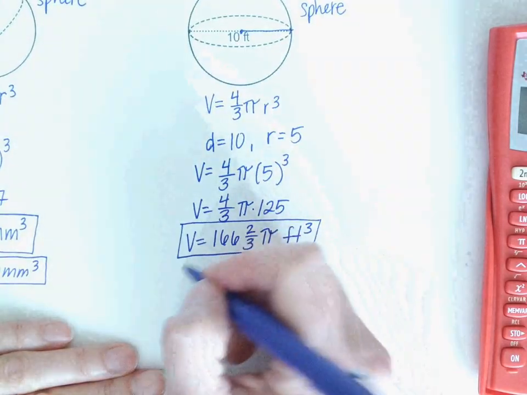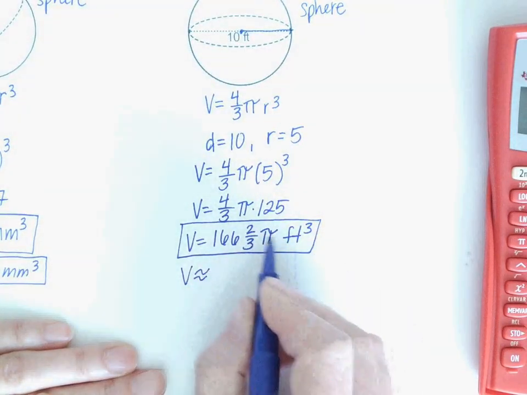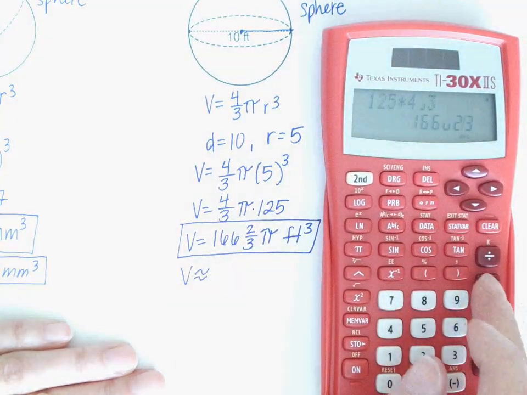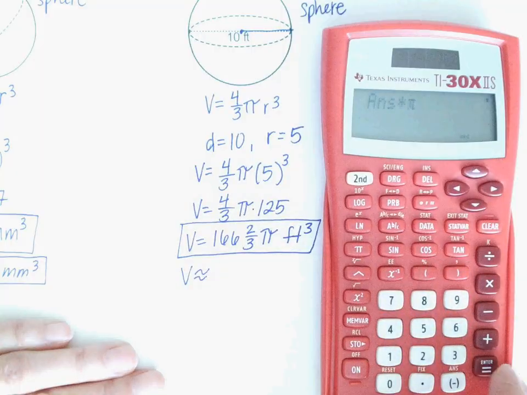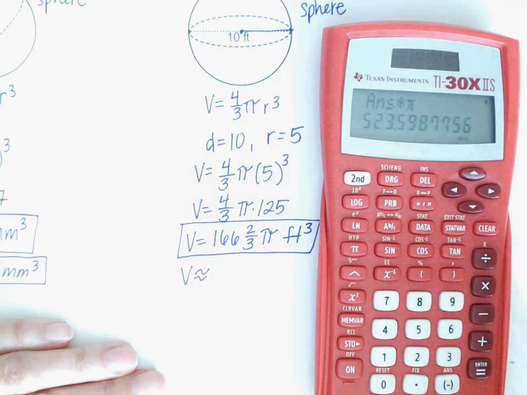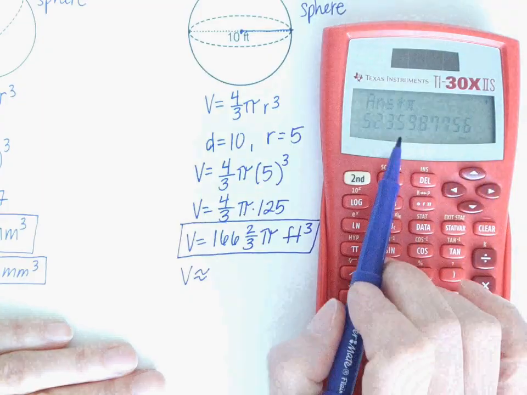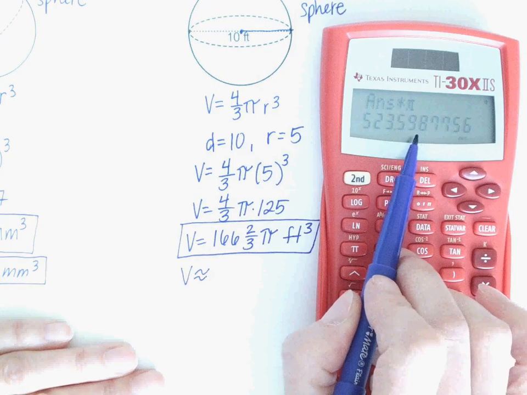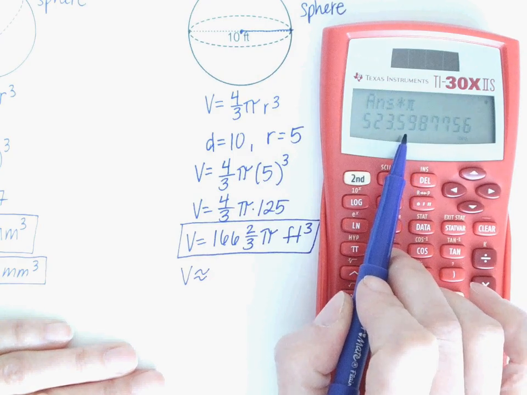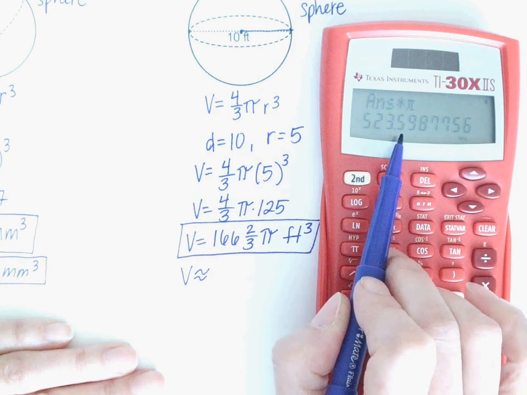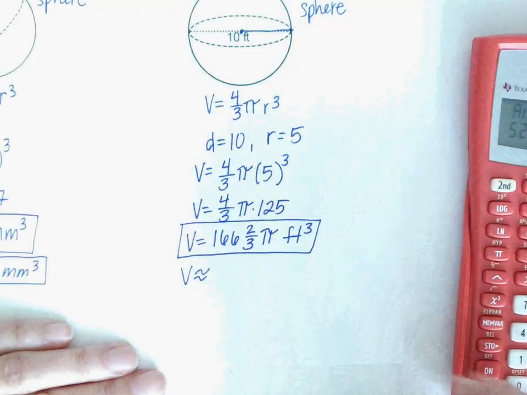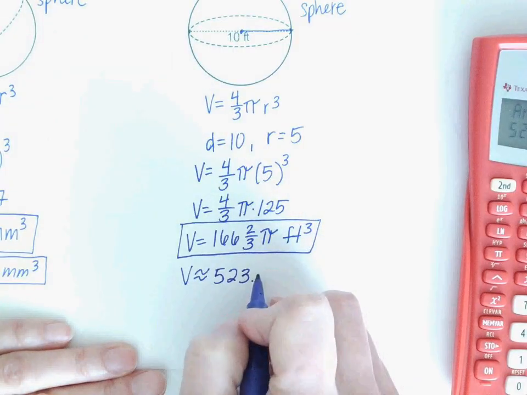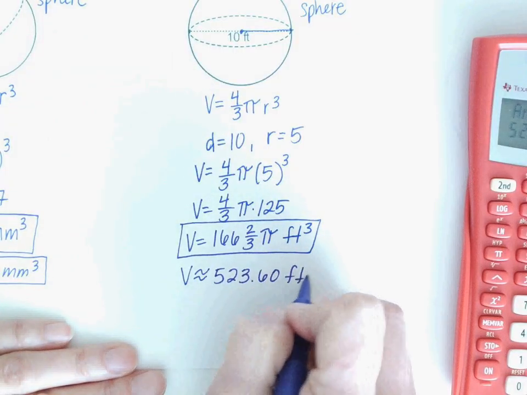My last step, we are going to calculate pi, and then we are going to have to round. So I'm going to go ahead and do times pi. And here we go. Again, rounding to the hundredths, that's 2 places after the decimal point. We look at the third number. This 8 tells me that I'm going to take the 9 and round up 1. So instead of having 59 hundredths, I'll have 60 hundredths. So my final answer is 523 and 60 hundredths feet cubed.